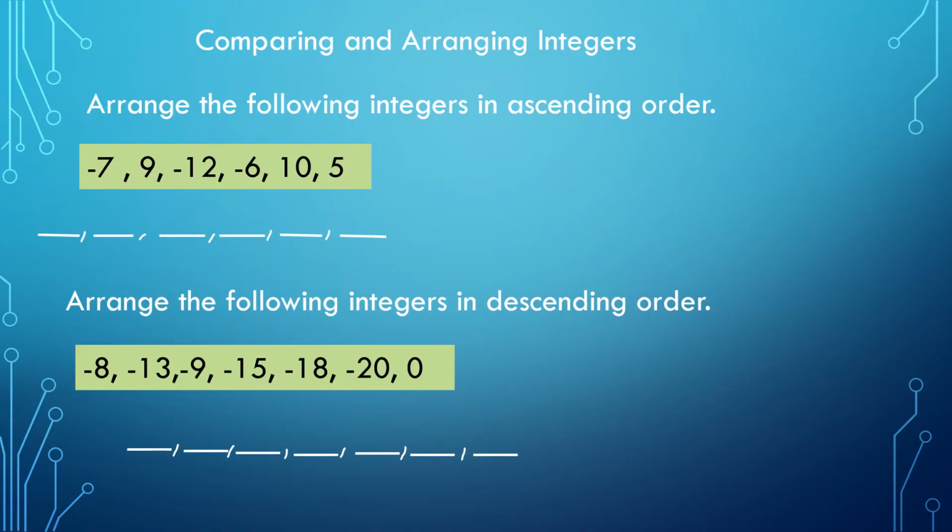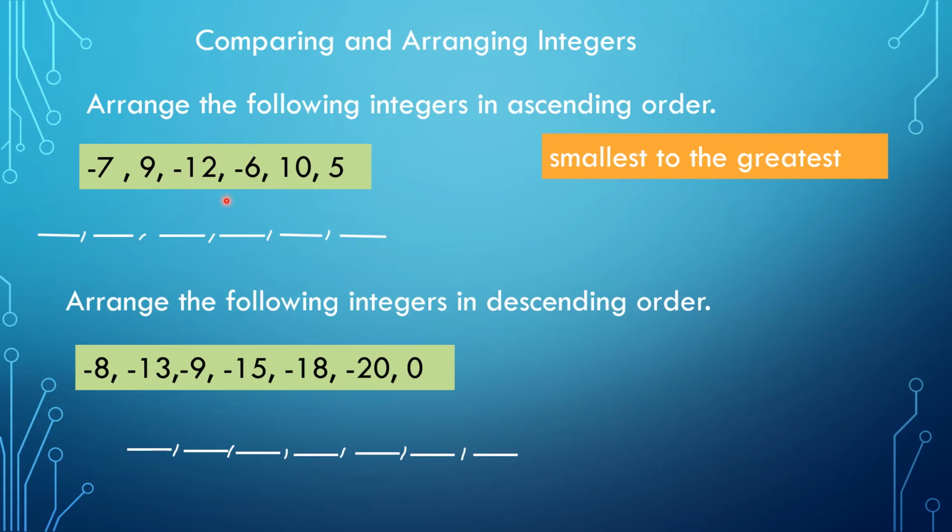Okay. Now, we are going to compare and arrange integers. So arrange the following integers in ascending order. When we say ascending order, this is from the smallest to the greatest. So we need to start from the smallest number up to the greatest number. So we have here negative 7, 9, negative 12, negative 6, 10, and 5. And we know that negative numbers are smaller than positive numbers. So we will start with negative numbers.